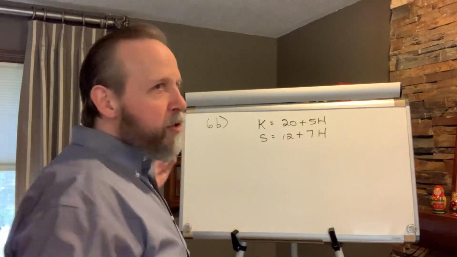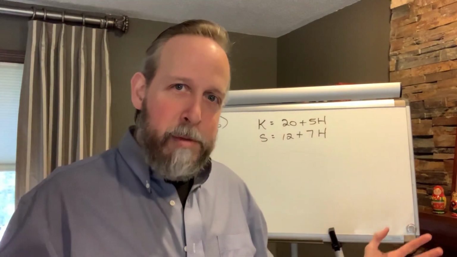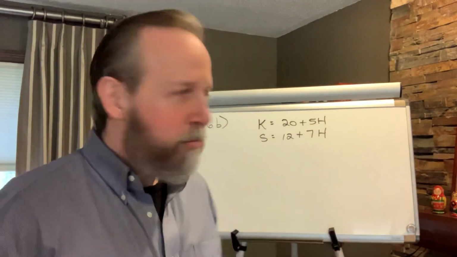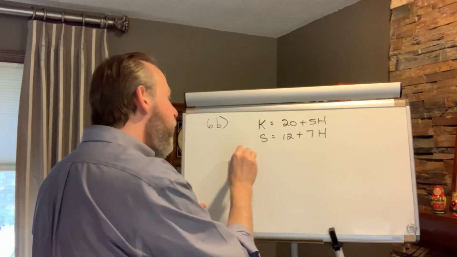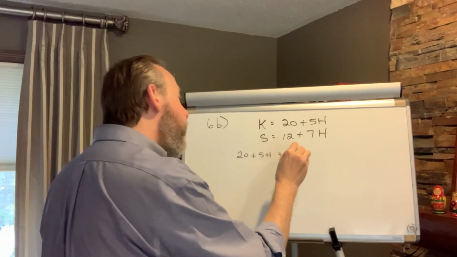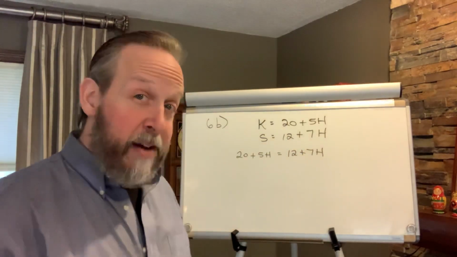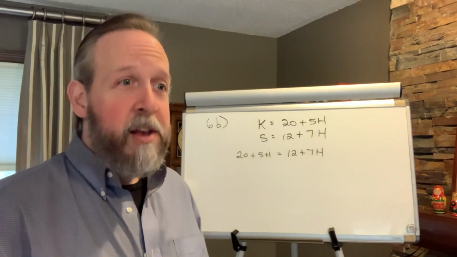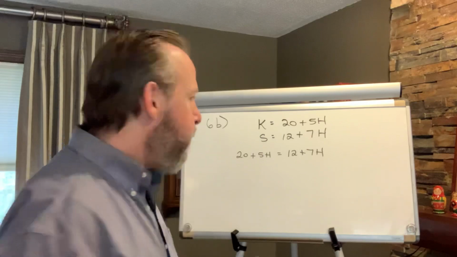These are in slope-intercept form, and they're both set so that I can just make them equal each other. That's the substitution method for slope-intercept. So when does 20 plus 5h equal 12 plus 7h? That's the question. Because if I find out when they equal each other, I find out how many hours of sitting will result in the same fee.